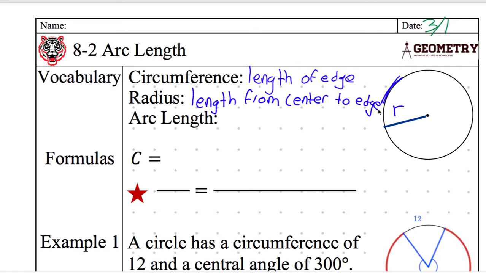And then arc length, we've defined it up here. Usually we call arc length S. I don't know who called it S, but a lot of the time mathematicians call arc length S. So this arc length up here, we're going to call it S, and it's part of the circumference.